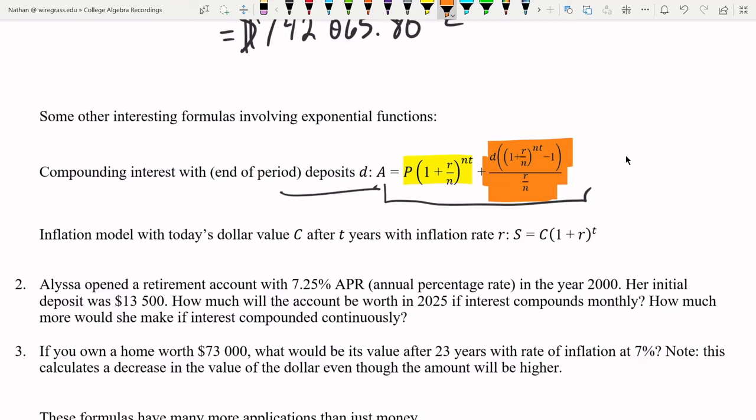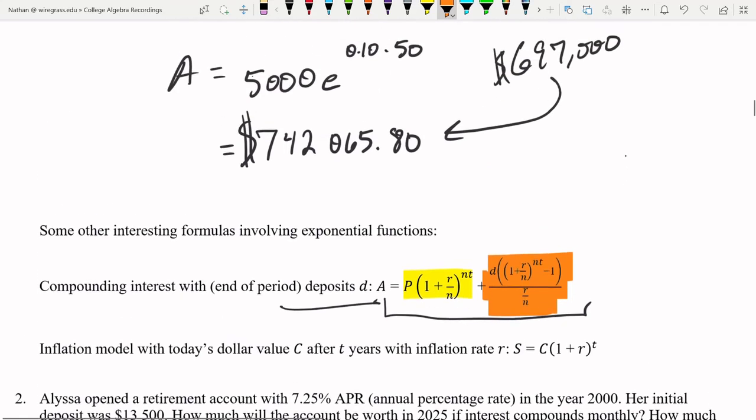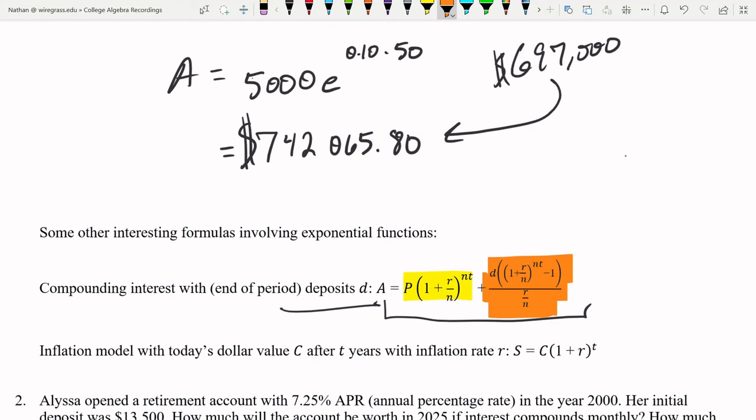So the 5,000 may not have seemed like it grew all that much after 50 years, which to me that's pretty significant. But if you add in these extra deposits, then this will actually grow to be much, much higher, because now you're compounding on more and more money. So that's typically what you would do for a retirement fund.